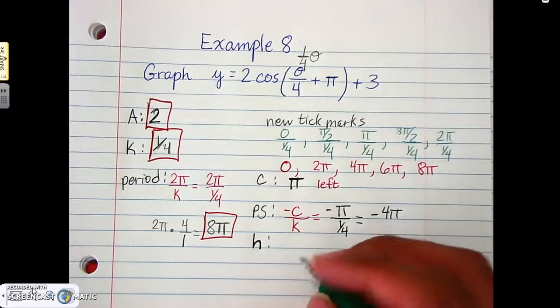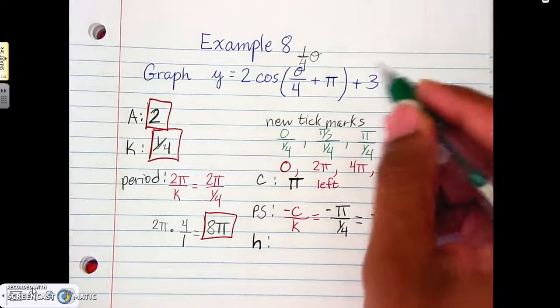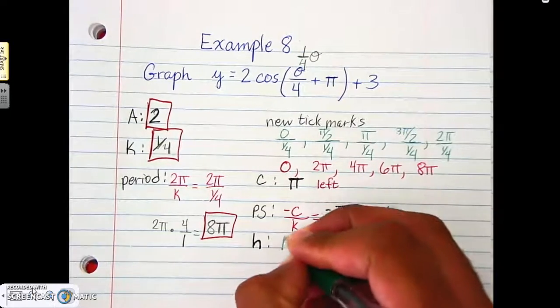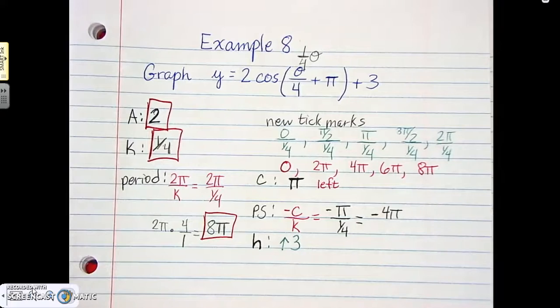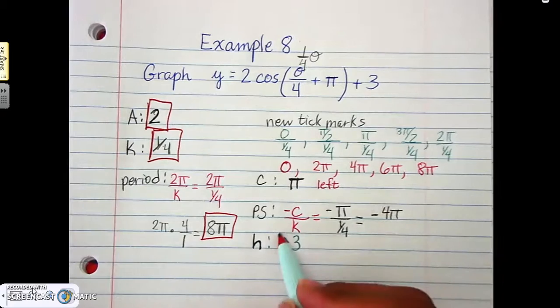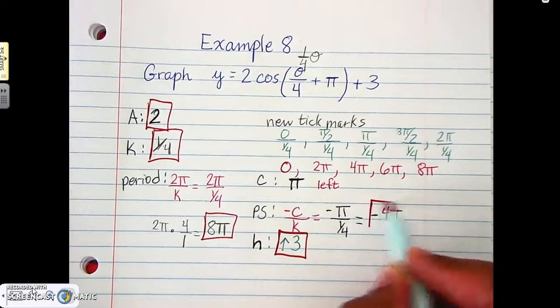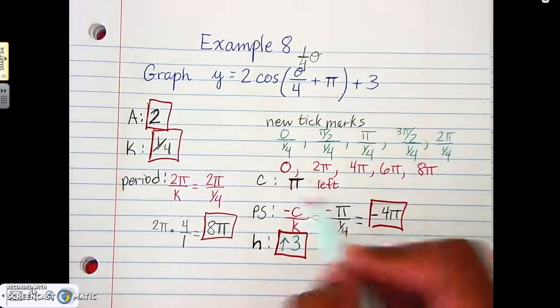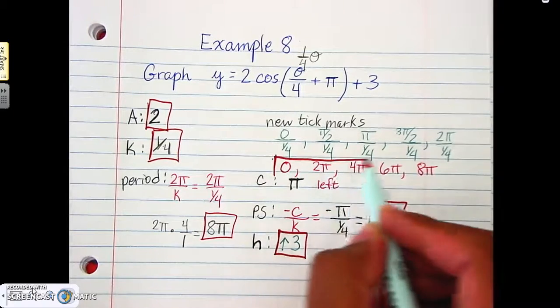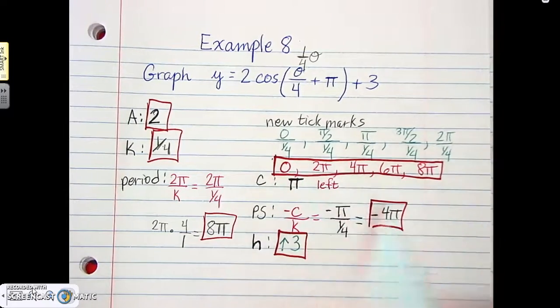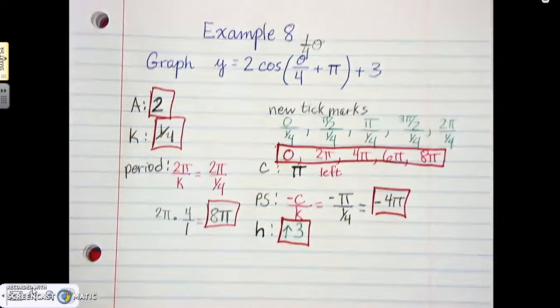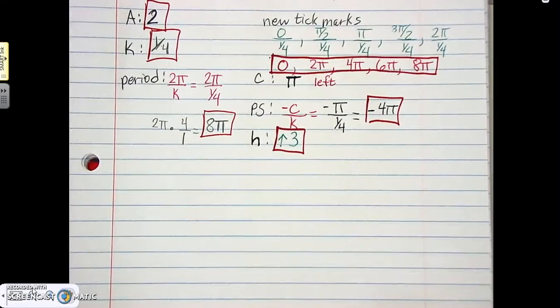All right, for H, again, that's the number on the back here. So that means everything is going to go up 3. All right, so I'm going to block out everything that we need again. So our vertical shift, we have this part here, we have C, we already know what that is. All right, so now that we have everything we need, now we can go ahead and start graphing it. And I'll do that in the next video.